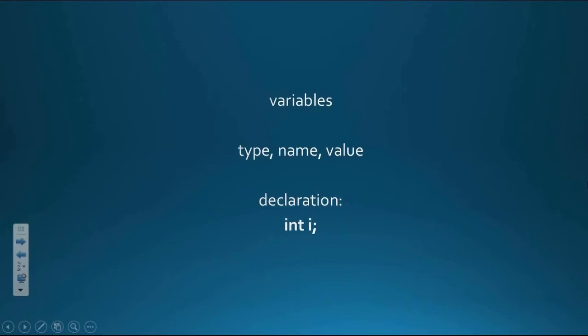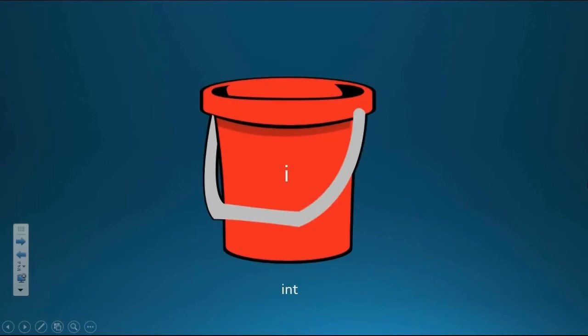So in addition to declaring a variable, when you create a variable, again, you can think of a variable as almost a bucket. So what you're really doing when you declare a variable is instantiating that bucket. You're creating this big red bucket i, which is of type int, and then storing it somewhere in memory.